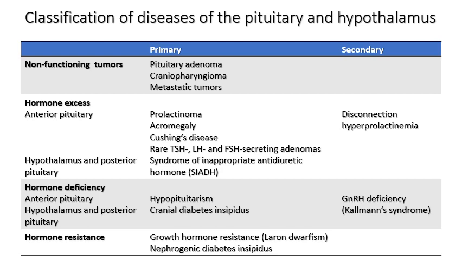This slide shows the major classification of diseases of the pituitary and the hypothalamus, which can be classified as functioning tumors, hormonal excess disease, hormonal deficiency disease, or hormone resistance. Pituitary adenoma itself represents the commonest pituitary tumor and also the commonest pituitary disorder. It is either secretory, resulting in hormonal excess, or non-secretory, representing a non-functioning pituitary adenoma.